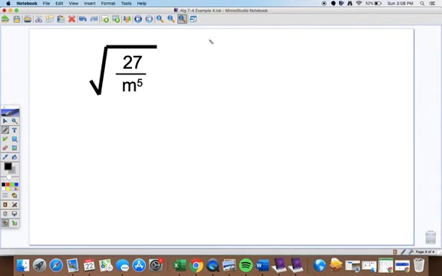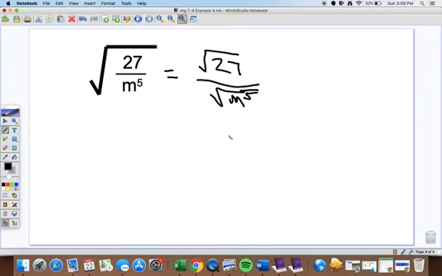All right, try this one on your own. This one looks a little trickier than it really is. So think about this, all right? I'll get you guys started. You've got the square root of 27 over the square root of m to the 5th. So think about how we simplify the square root of m to the 5th. And then when you come back, I will look at this with you.